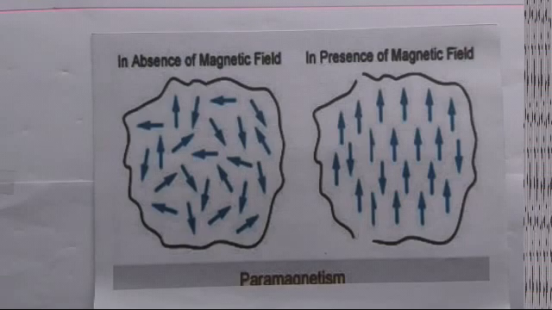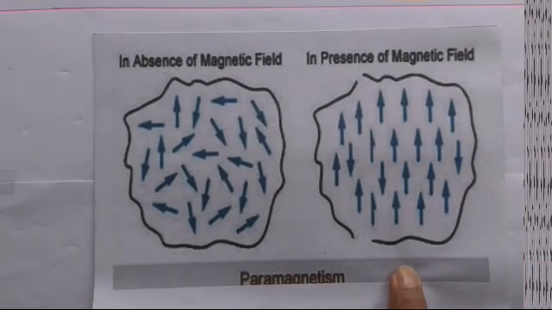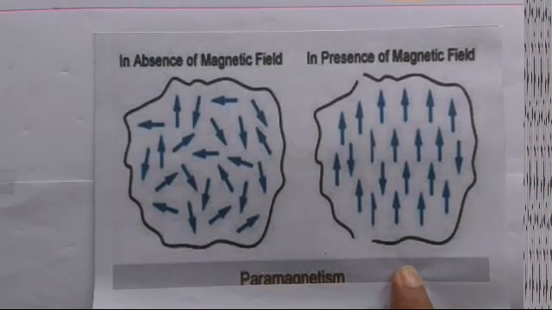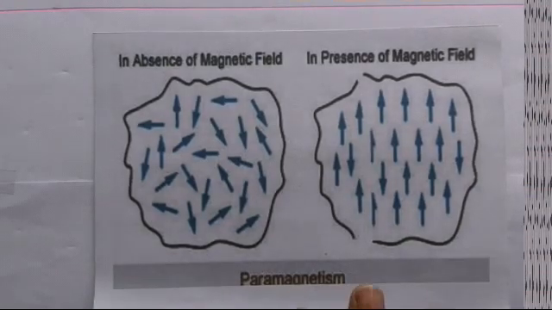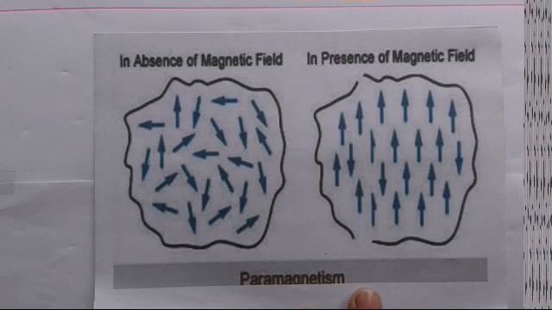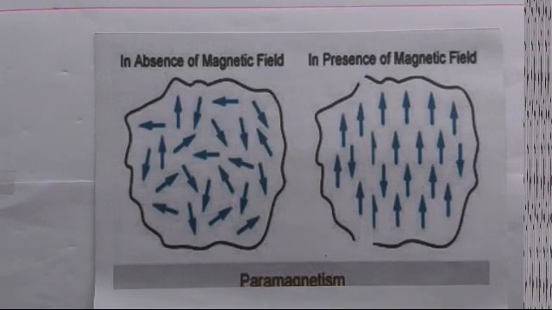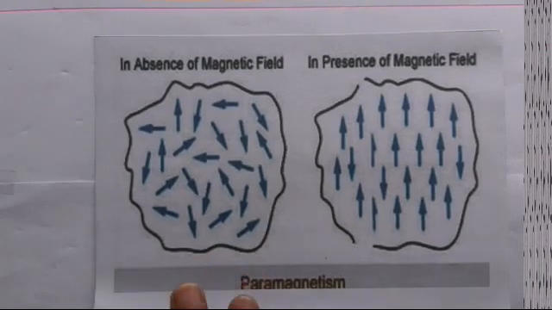When an external magnetic field is applied, the spin of electrons aligns with the field. Because all the unpaired electrons align the same way, the material is attracted to the field, and when the external field is removed, the spins return to their randomized positions.